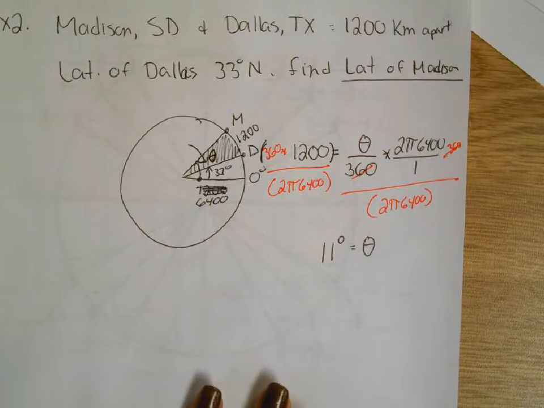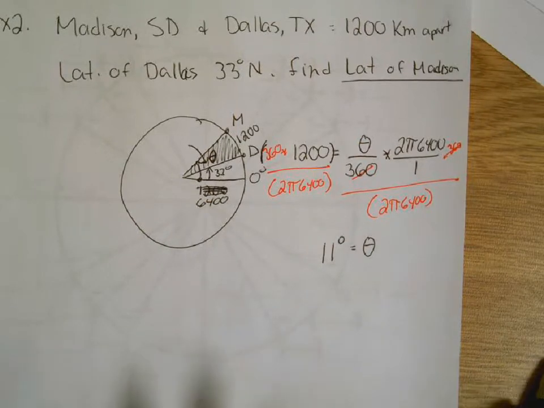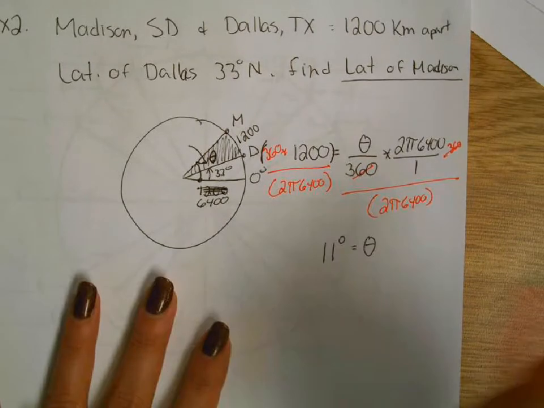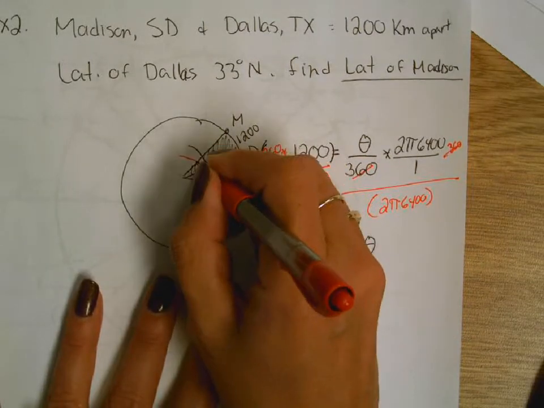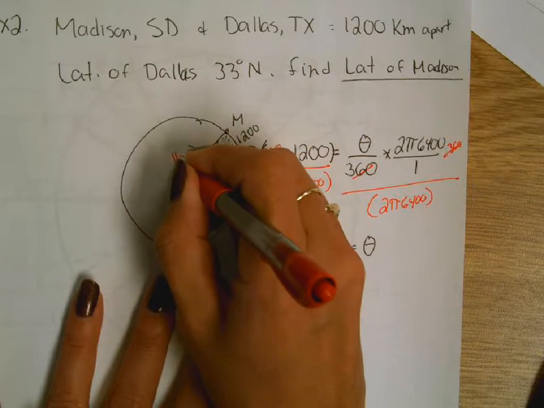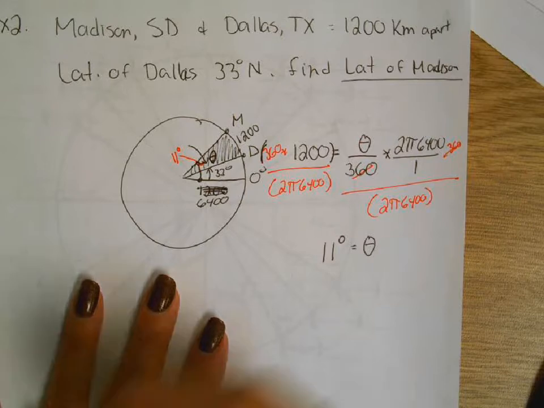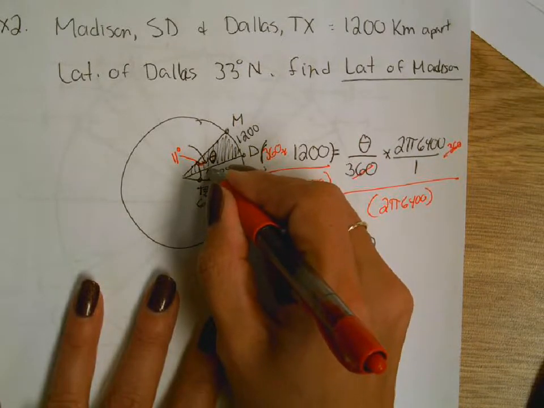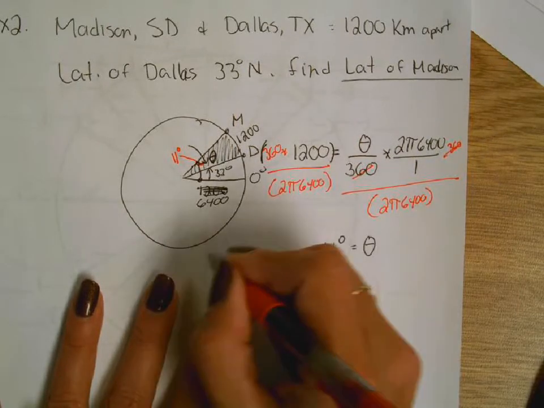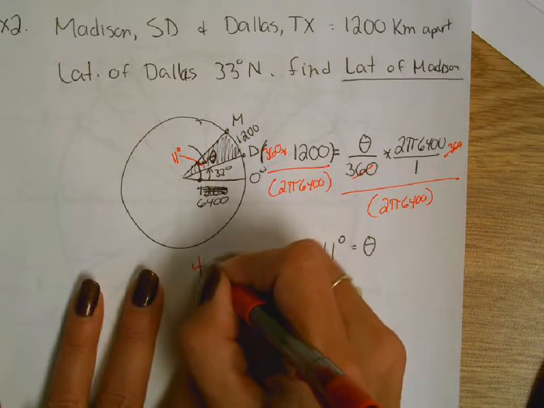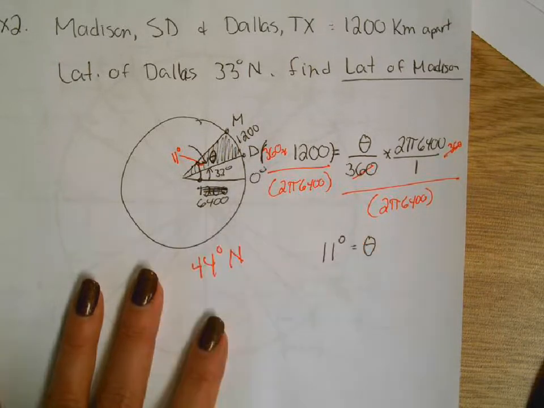Now go back and look at the picture. 11 degrees is not the latitude, that's just the angle measure between the two towns. So if this is 11 degrees in here, how do I get the latitude for Madison? Add the 33 onto it, because I need to come from the equator. That's 33 plus the 11. So the latitude for Madison is going to be 44 degrees north of the equator.